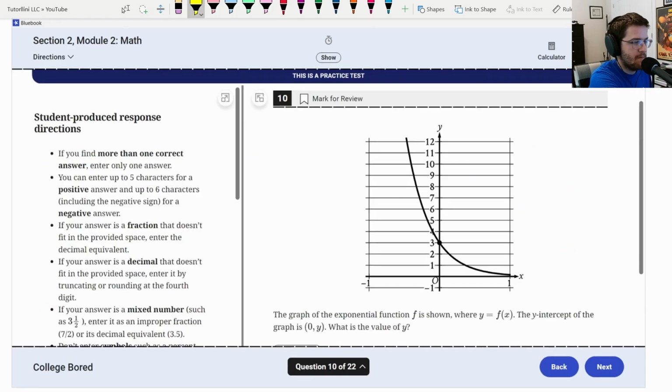Okay, question 10. Question wants us to find the y-intercept, so we're going to look where the function crosses the y-axis. And I see that happens right here. The coordinates of that point, I just read the graph, are 0, 3. The question you'll notice is asking for the y-coordinate. So the answer to this guy is 3.